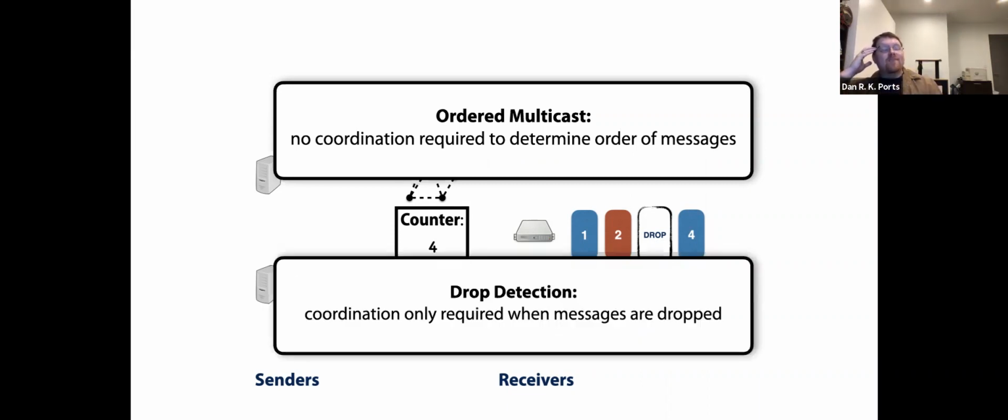Second, we have this drop detection property where that middle replica noticed that it didn't get message number 3. It knew it lost a message and it knew what message it lost. So that means we'll be able to do explicit coordination only when messages are dropped in the network, which is a relatively rare case.